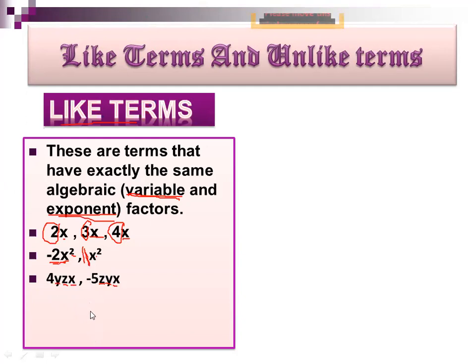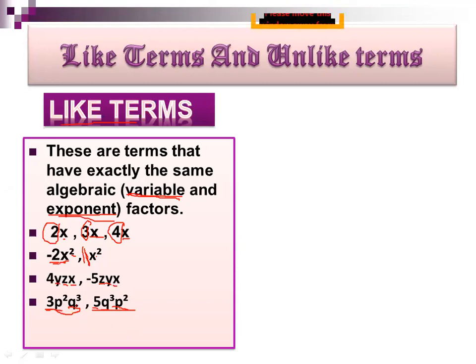Now next is this one. Look at this, what you have here: 3p square q cube. This is your term number 1, and this is your term number 2. As you can see, this has coefficient 3 and this has coefficient 5. The coefficients are different, but it's okay. This is p square, and here you have p square, and here you have q cube, and here again q cube, meaning the variables as well as the exponents are the same. So you will say these are like terms.